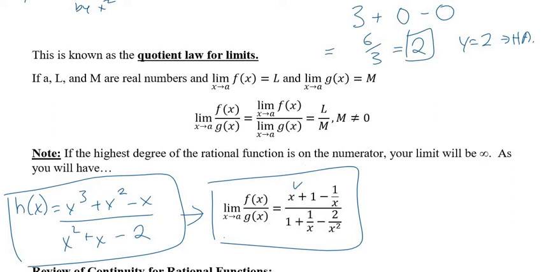So basically, if the degree is higher on the numerator than the denominator, then your limit's going to be infinity. It's going to be some sort of oblique asymptote or something else. If the degrees are the same, then we can have a horizontal asymptote, and we can use that method to solve.